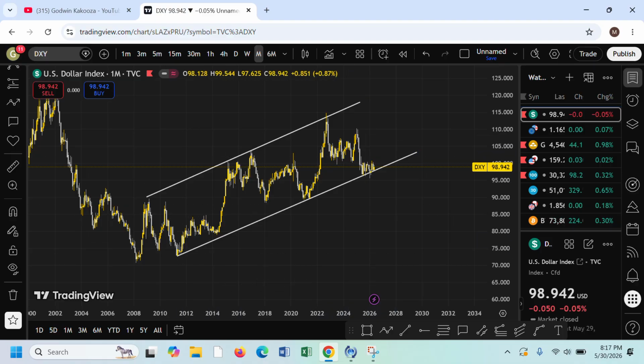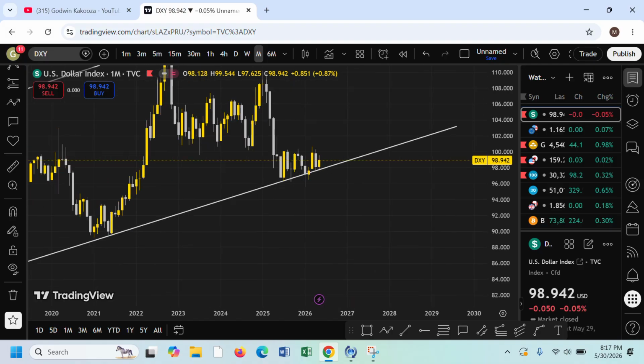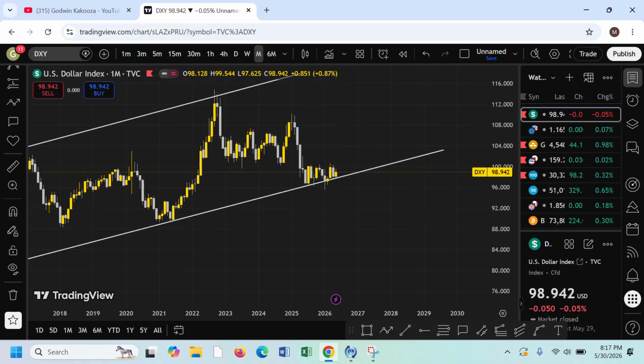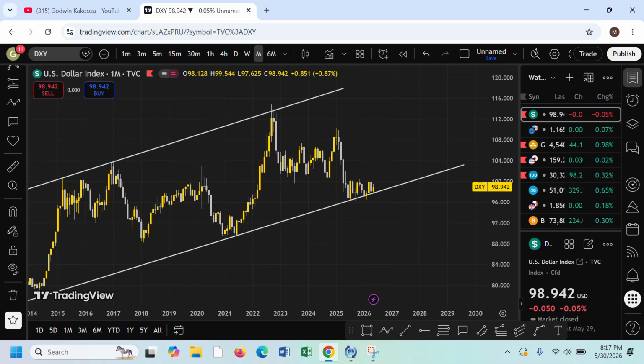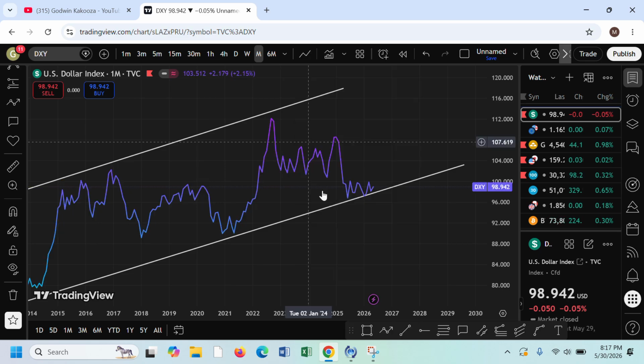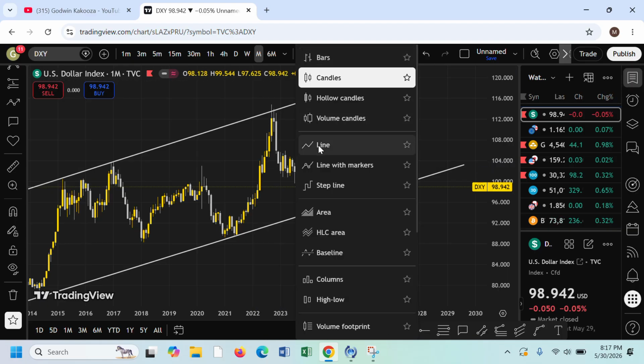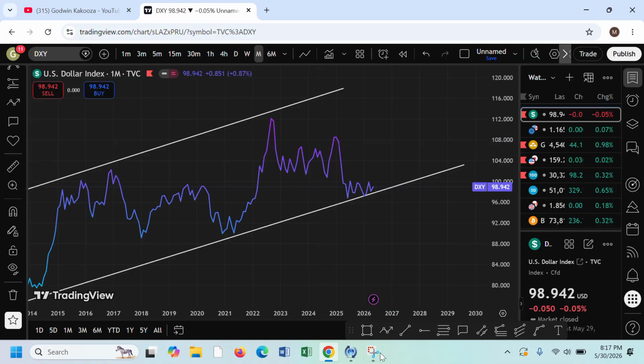After taking a look at that, I zoom in. When I zoom in, I can look for institutional zones, or support and resistance, whatever you may call it. But the easiest way to identify the support and resistance levels or zones is to switch to the line chart. You press there to change to candlesticks, you press here to change to the line chart.